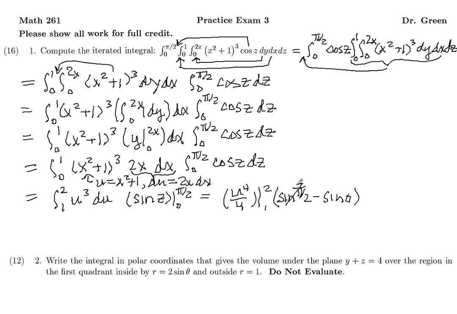And sine of pi over 2 is 1. And sine of 0 is 0. So this is just 1 minus 0. And now we'll go ahead and plug in our 2 and plug in our 1 and subtract. So that'll be 2 to the 4th over 4 minus 1 over 4. So that's 16 fourths minus 1 fourth times 1, which we don't have to write. So it's just 15 fourths. And we got it.